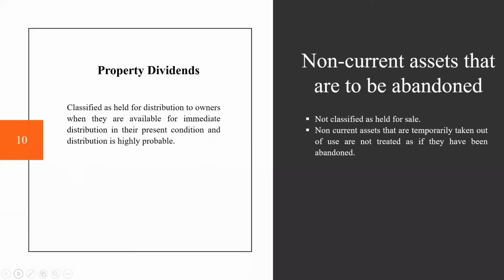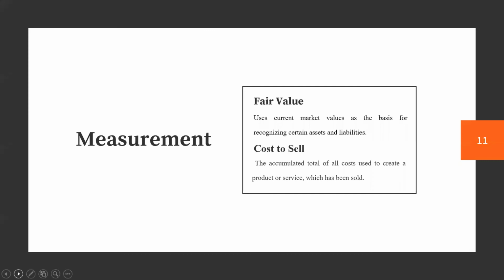Non-current asset that are to be abandoned. Ito yung mga hindi classified as held for sale kasi dapat yung carrying amount niya mas mapapakinabangan at mababawi o sa paraan ng pagbebenta. Measurement. It can be measured at the lower of carrying amount and fair value less cost to sell.